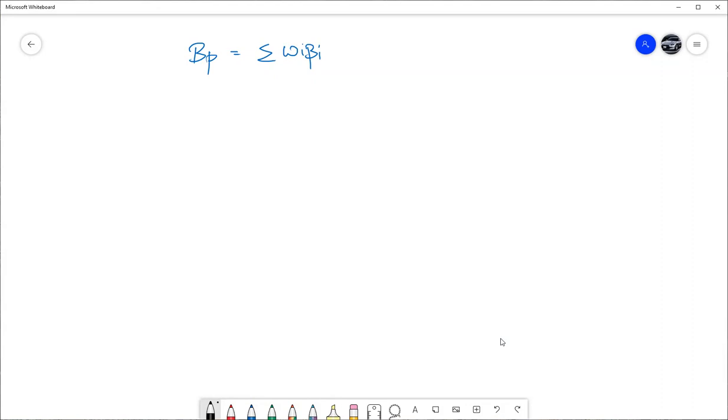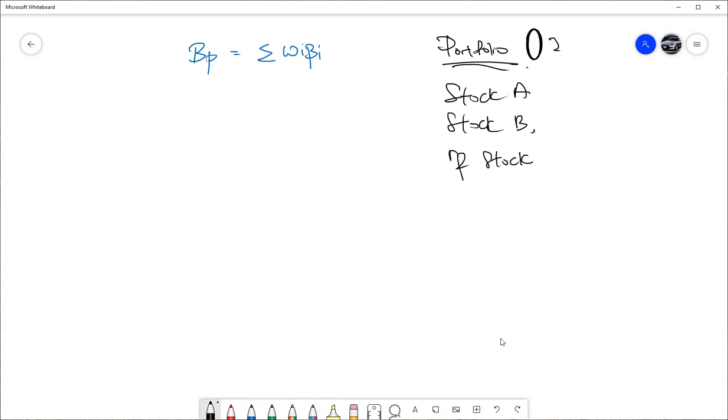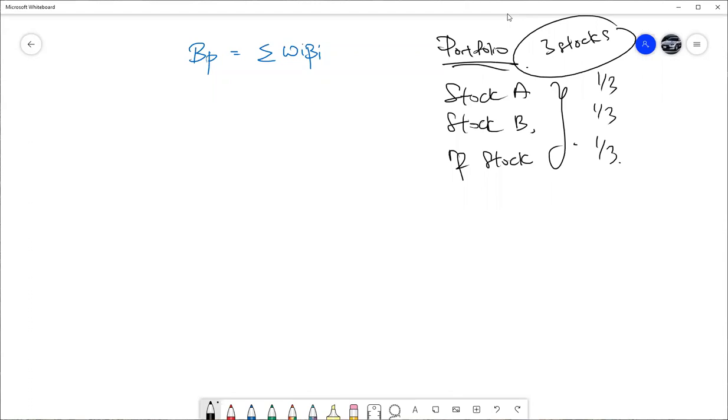You own a portfolio equally invested in a risk-free asset and two stocks. So in total, the portfolio has three stocks, and you equally invested in all of them. Equally invested means you invested one third, one third, one third, which means 33.3% for each of these stocks. So one third is more accurate and easy to write.